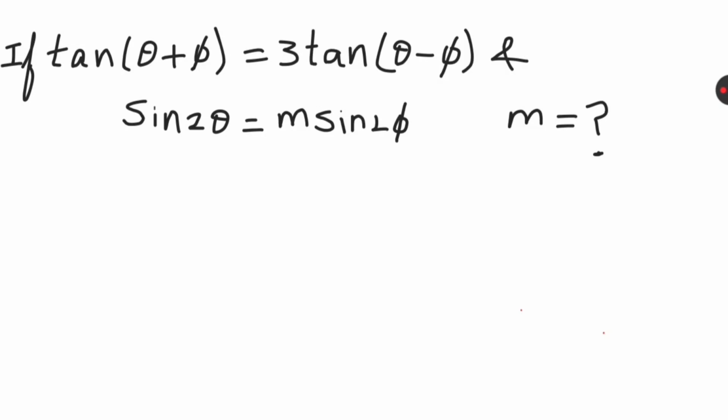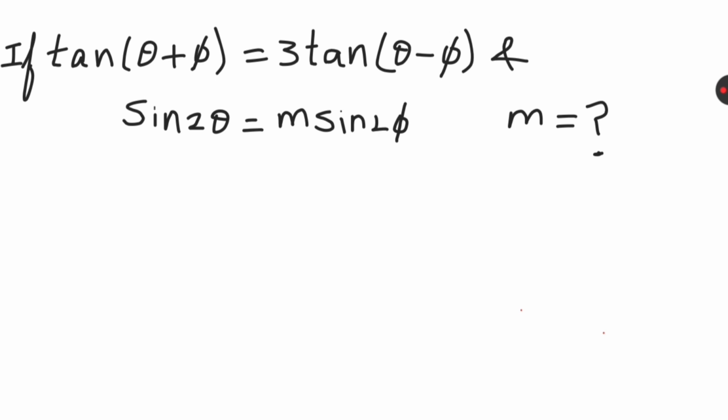Today we are going to tackle a challenging question that involves trigonometric identities and equations. Given that tan(θ + π) = 3 tan(θ − π) and sin 2θ = m sin 2π, our goal is to find the value of m. Let's dive into the solution and explore the steps to find m.